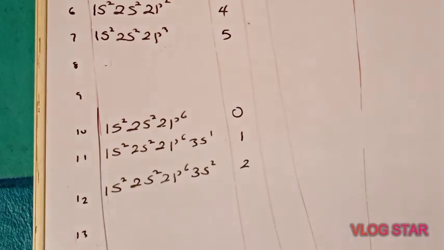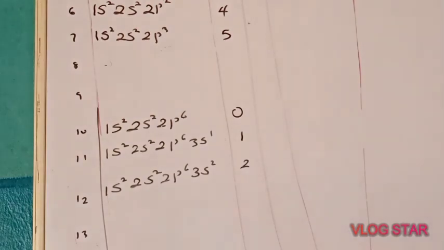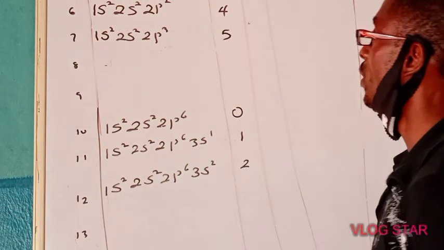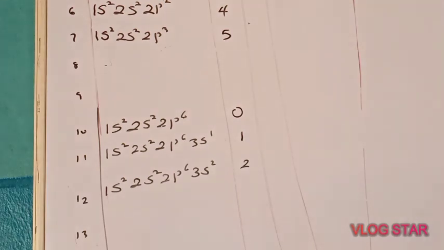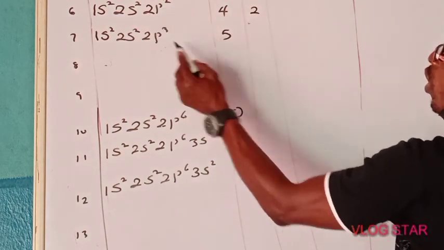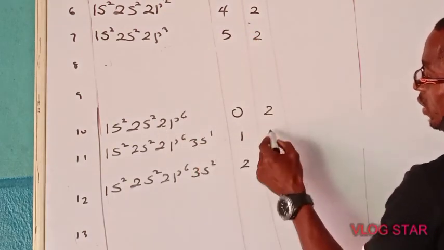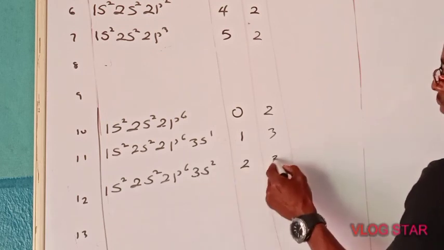Now the period. The sub-energy level of the last orbit gives the period. Look up. I want to stop. The sub-energy level of this last one is 2, period 2. Of this last one is 2. Of this last one is 2. Of this last one is 3. Of this last one is 3.